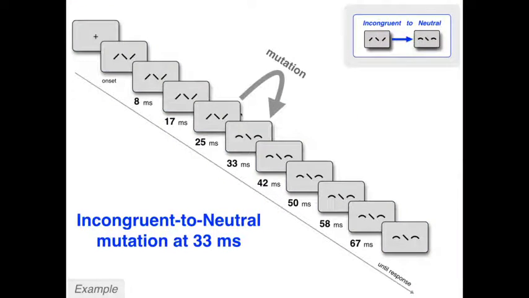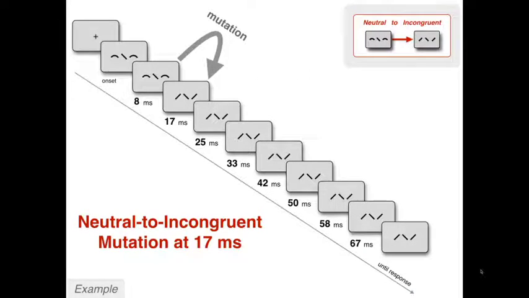Let me give you 2 examples. This is an incongruent to neutral trial mutated at 33 milliseconds. The target never changes, remaining unchanged until response. Incongruent distractors are presented within the initial 33 milliseconds, after which they are replaced by neutral distractors that remain until response. Another example, this is neutral to incongruent mutated at 17 milliseconds.